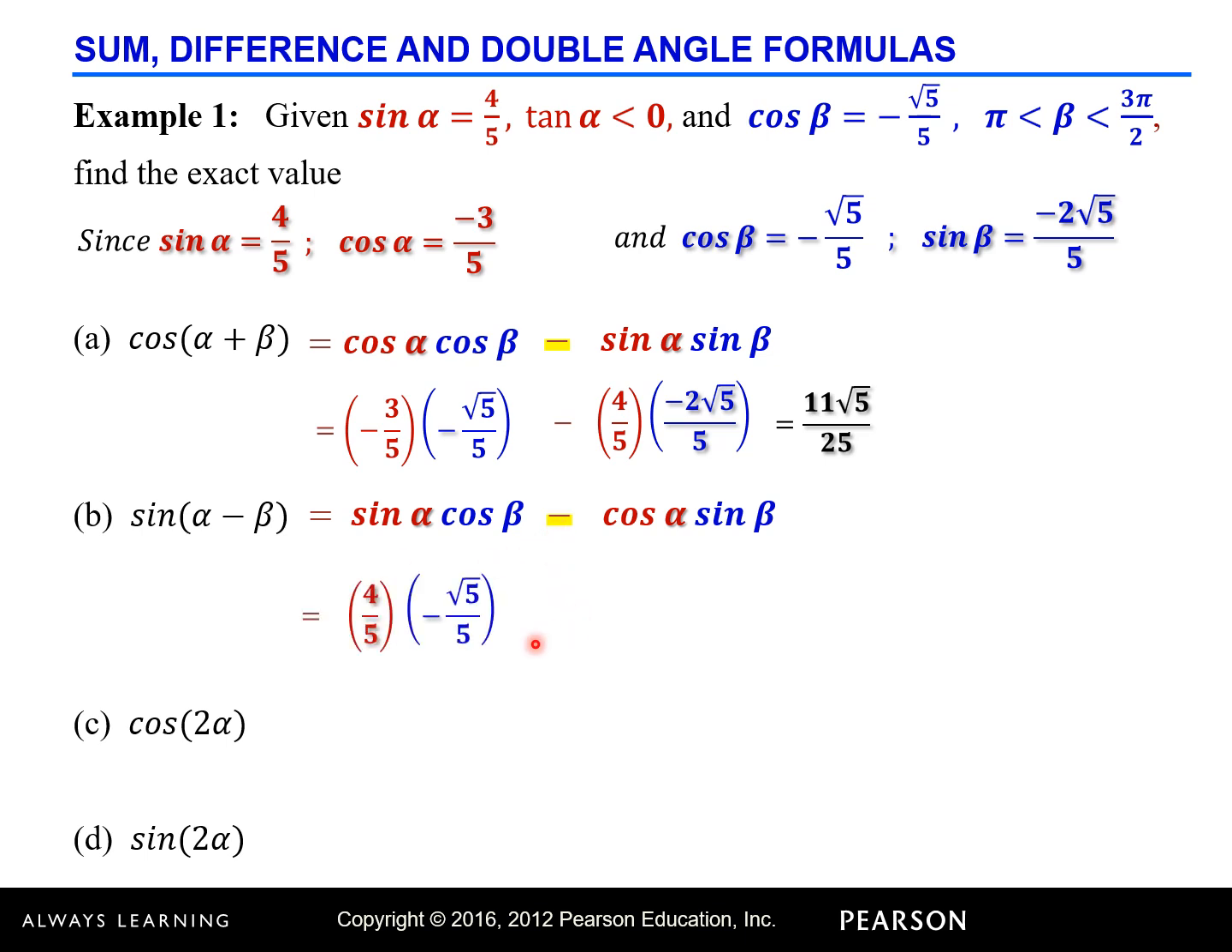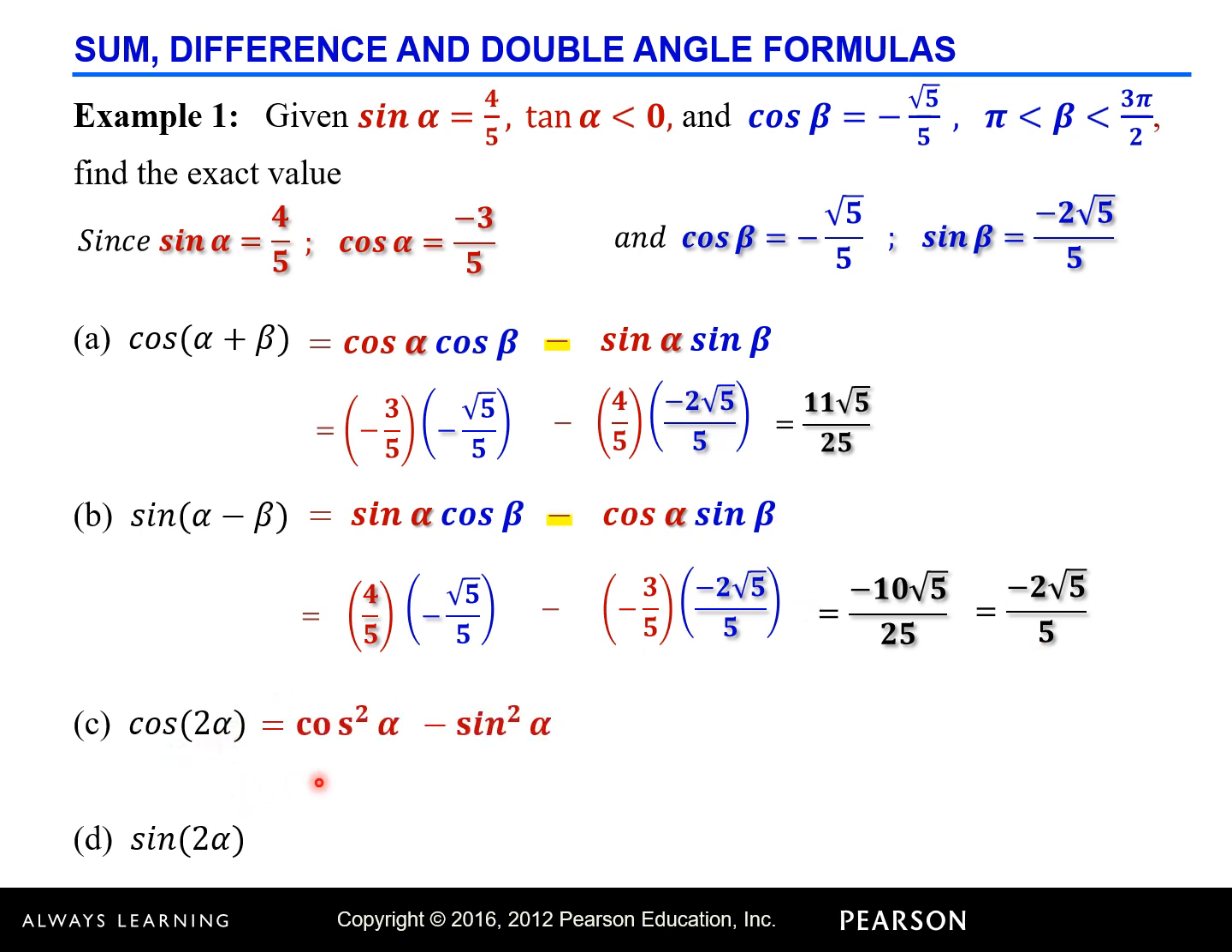Then substitute the values for each. Then after that, put this in the calculator, it will give you this, and make sure that the answer is in simplest form. Since in 10 and 25 there's a common factor which is 5, the final answer must be this.